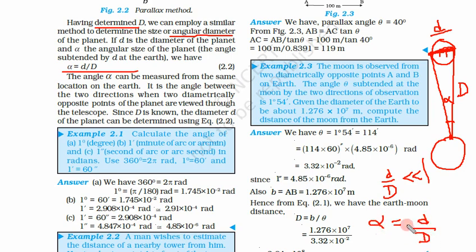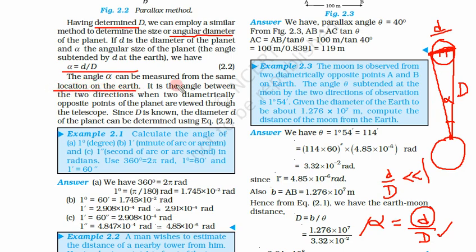So this is the angle, and now we can measure this angle on Earth. With the help of this, since D is known, we can measure the diameter of the planet or moon or any other body in the sky. So the angle alpha can be measured from the same location on Earth.